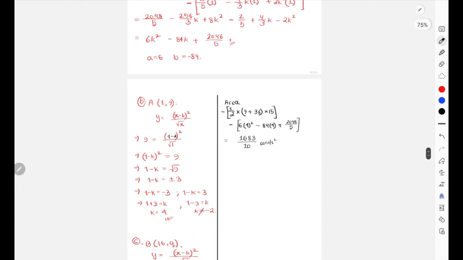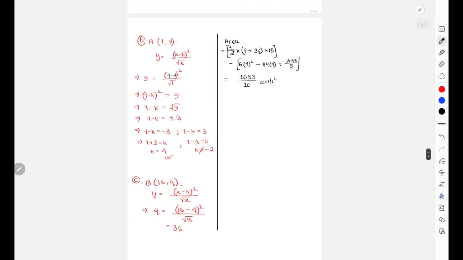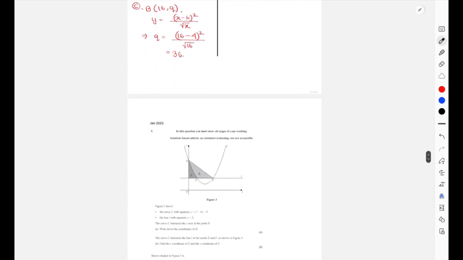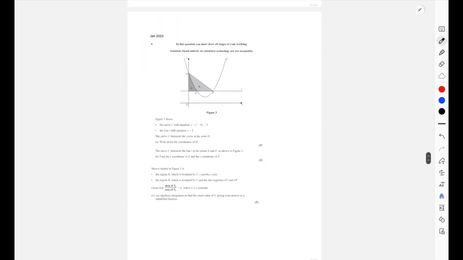If I zoom out, this is the entire working for part C. I hope part C was clear for all of you. We'll move on.